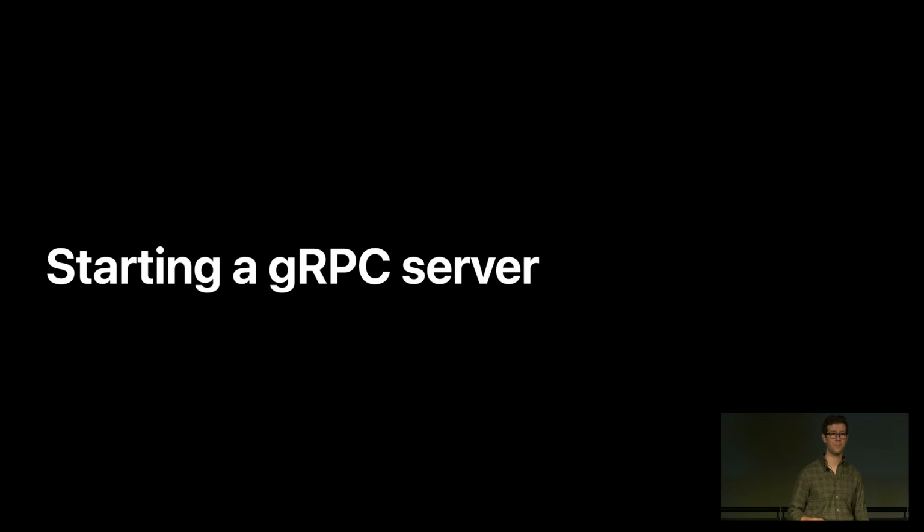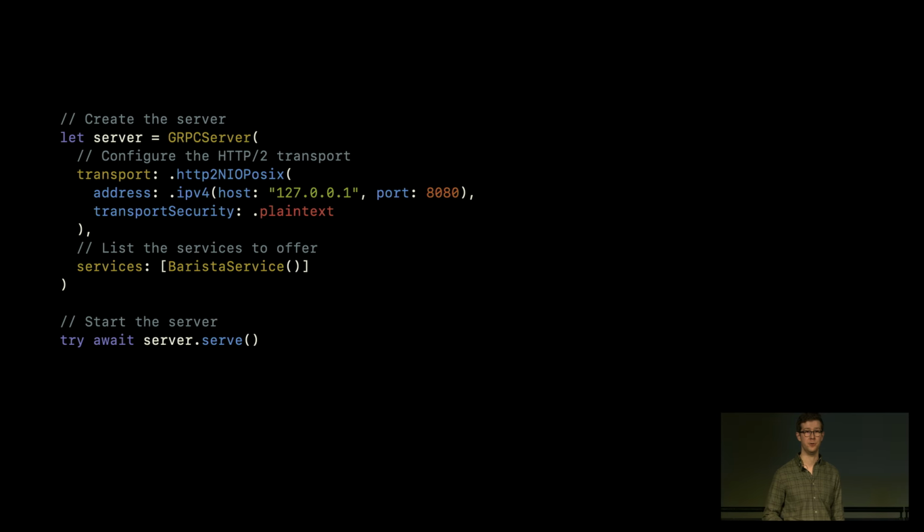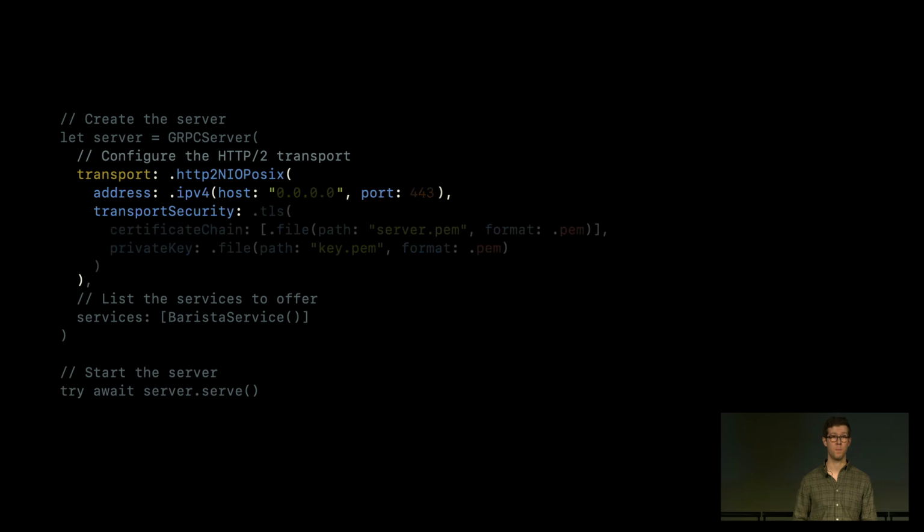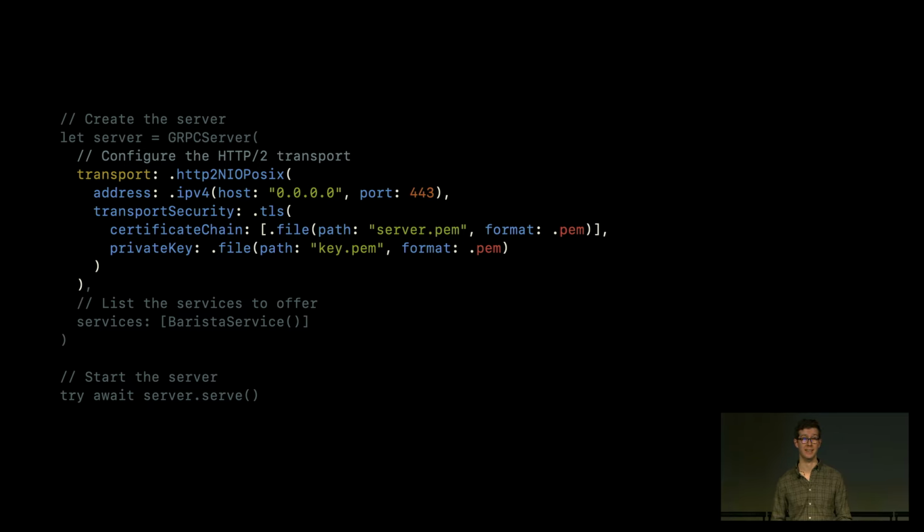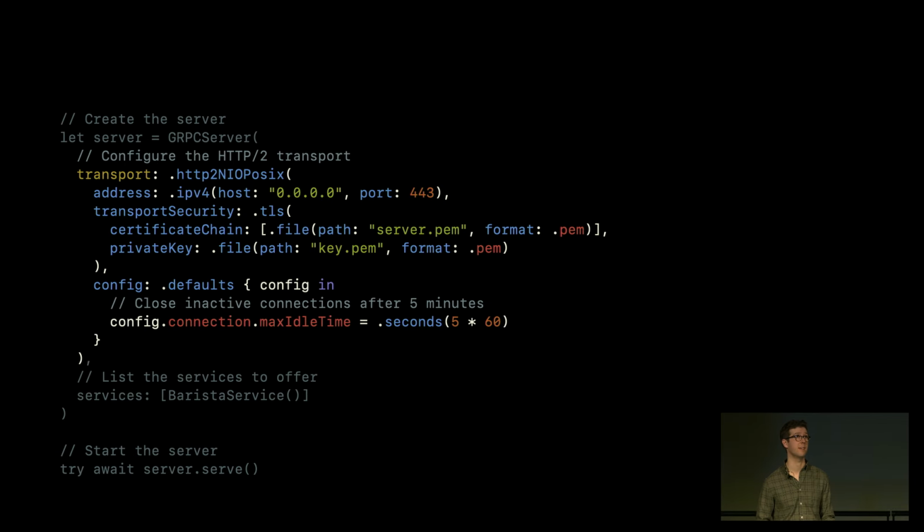Now we need a server. This is all the code you need for a basic HTTP2 server. We'll pass it a transport and a list of services, and then we call serve. We're using the HTTP2 transport, listening for plain text traffic on localhost. This is great for demos and examples. But you're far more likely to configure a real server like this, listening on all network interfaces and configured with TLS. The transport is configured with a set of sensible defaults, which you can easily modify to better suit your needs, like controlling how connections are managed.